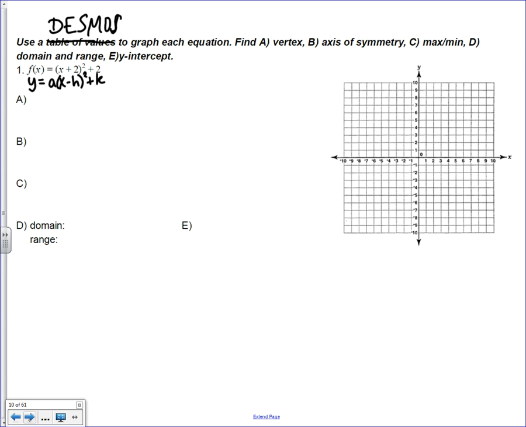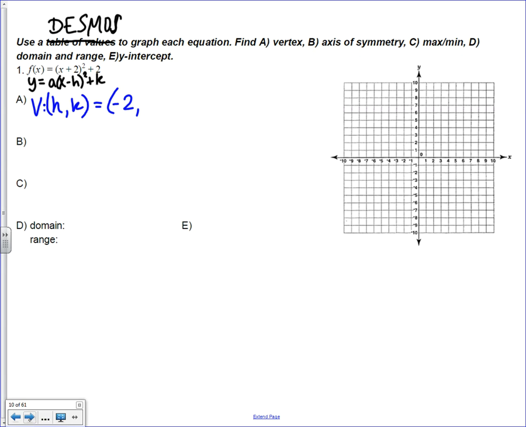Okay. In vertex form, the vertex is H comma K. What is in the H spot up there? 2 is, correct? But remember, this H is negative and that H is positive, so they're opposites, correct? So what's the opposite of 2? So that is my X value. Now, because it's a plus 2 right there, do you see how this H is negative but that H is positive? So they have to be opposites of each other.